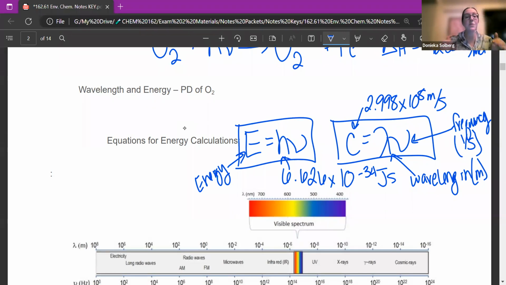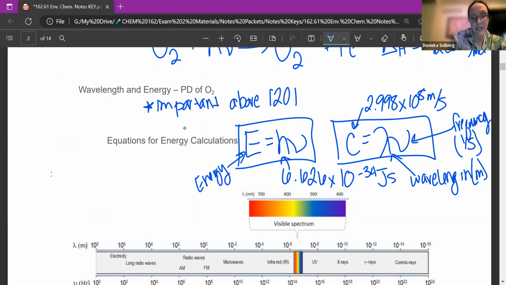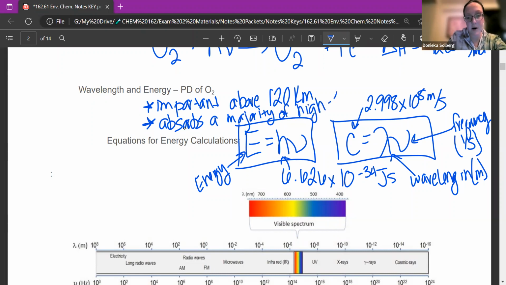Okay, so this is really important above 120 kilometers, because that's where we're going to be interacting with the sun's light. And that's where most of the high energy radiation gets absorbed, and it is used to do chemical reactions. So important above 120 kilometers. This is where it absorbs a majority of high energy radiation.